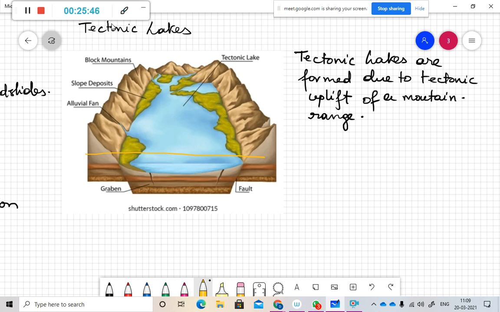flat land over here. Then because of tectonic movement of land plates, these mountains started to rise over here from the surroundings. The result was that it was a flat land. Then suddenly some tectonic action took place and mountains arose and a depression formed and the water accumulated and a lake was formed. So this is a tectonic lake.